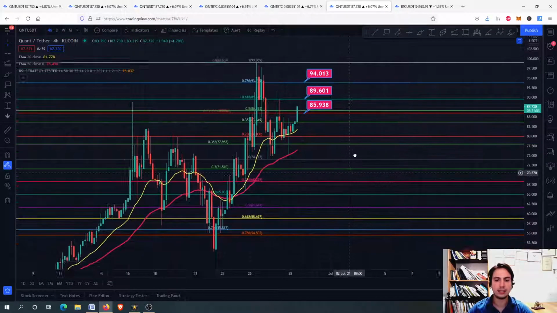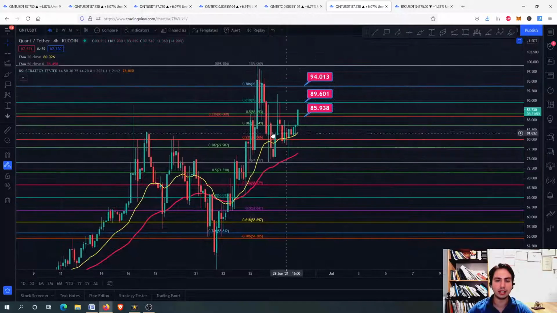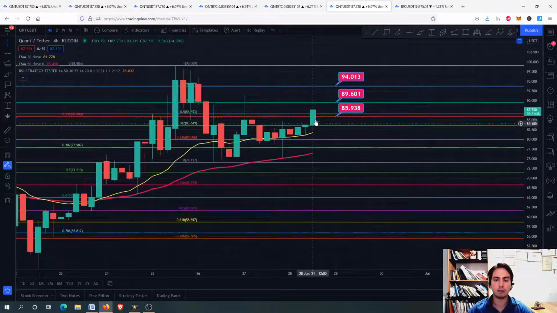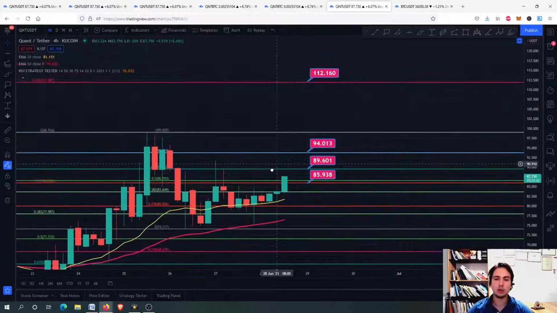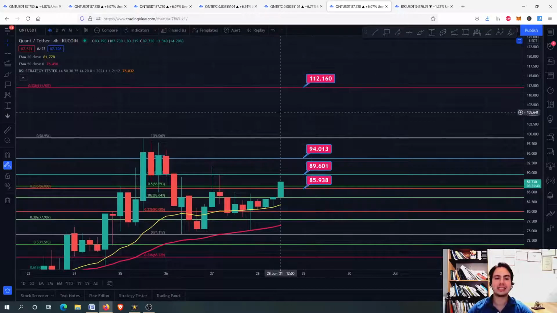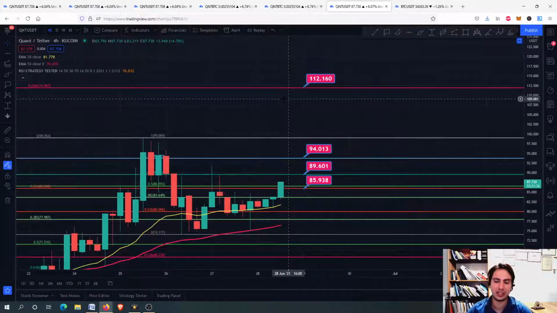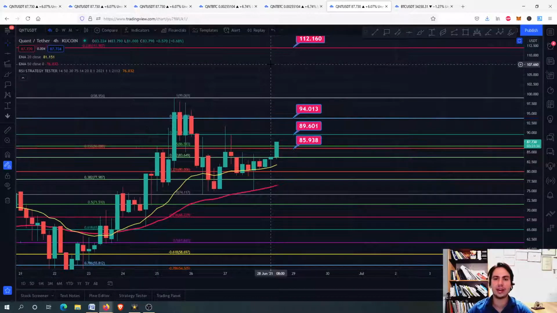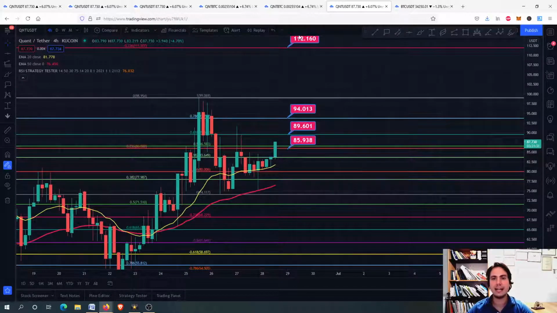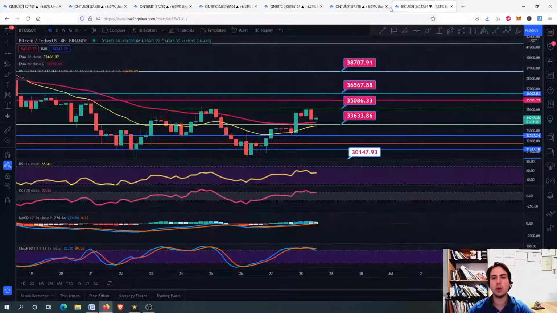And of course, this impulsive wave will keep going on and on. You can see now we formed a very nice big bullish candle right here, and we are forming. We are excited to go to our next price target. And of course, guys, I am excited to see if we can eventually get there. This is our next price target for QNT, mainly, guys, because we don't worry about Bitcoin.